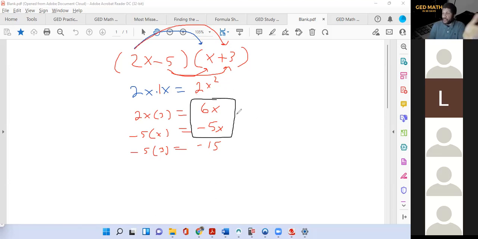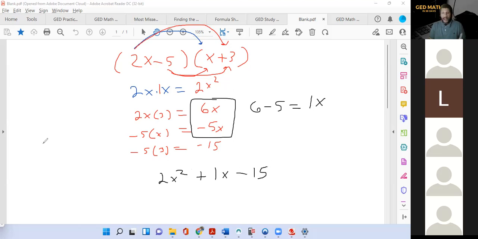Because they share the x. So what is 6 minus 5? 1. So 6x minus 5x is 1x. So now I'm gonna bring down my 2x squared. I'm gonna bring down my 1x.